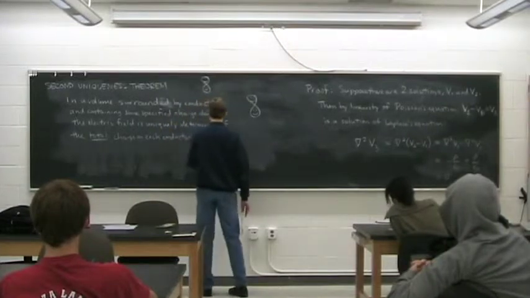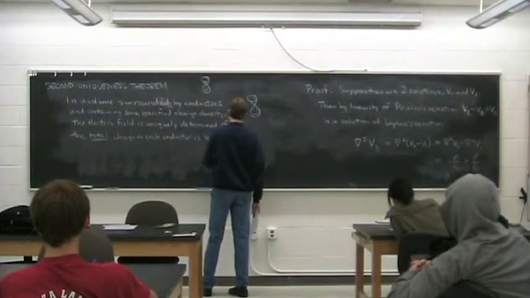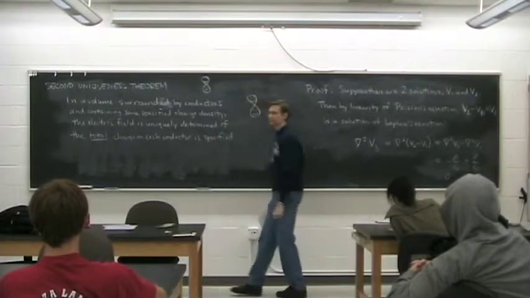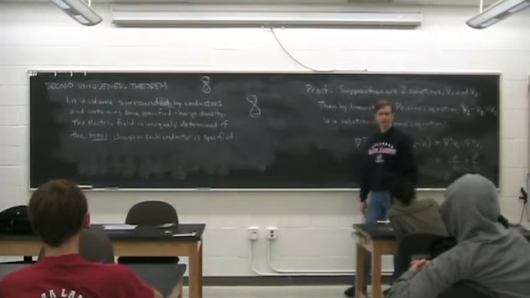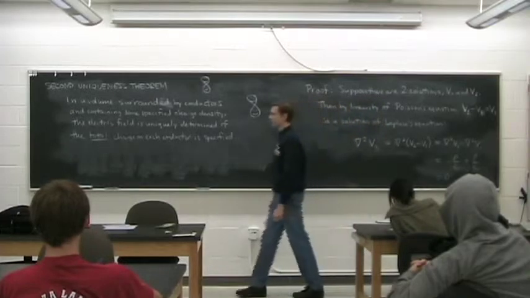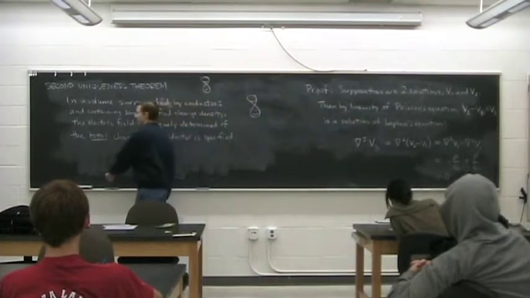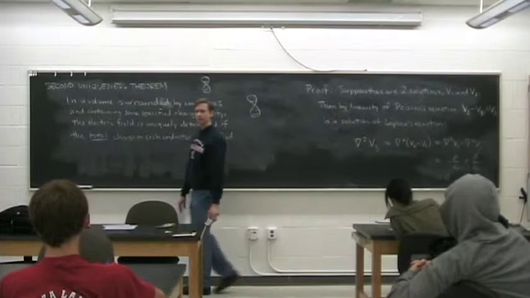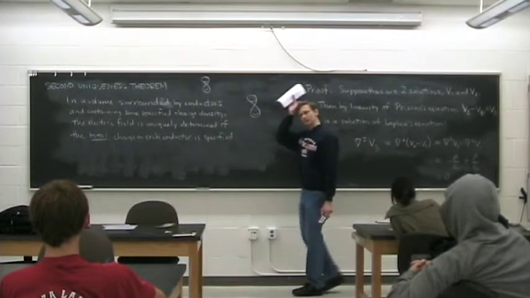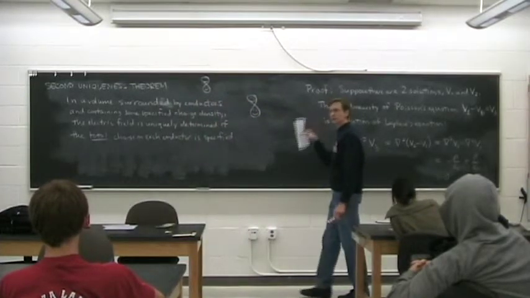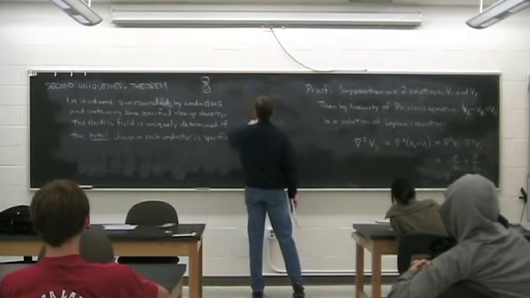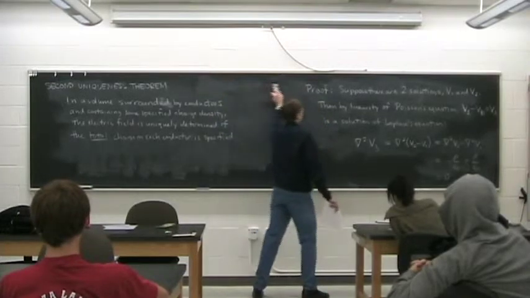So notice that this is different from our first uniqueness theorem. The first uniqueness theorem didn't assume that the bounding surfaces belong to conductors. So it didn't assume that the bounding surfaces were equipotentials. Now we're assuming that the boundary surfaces are equipotentials because they're conductors. And all we know is how much total charge we've placed on each conductor.